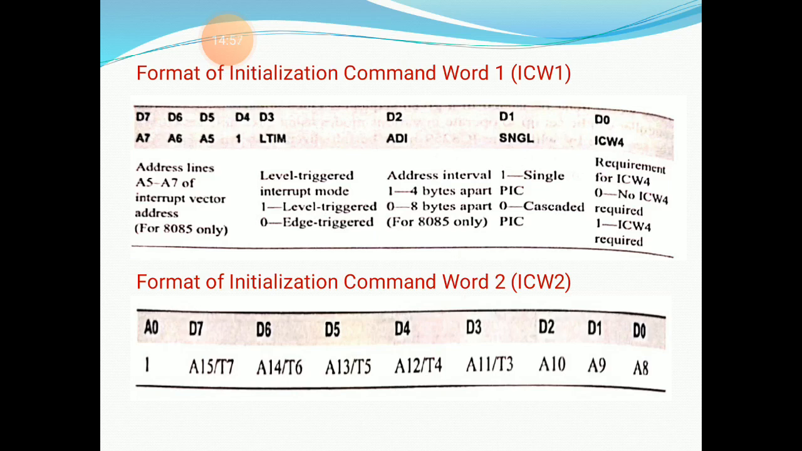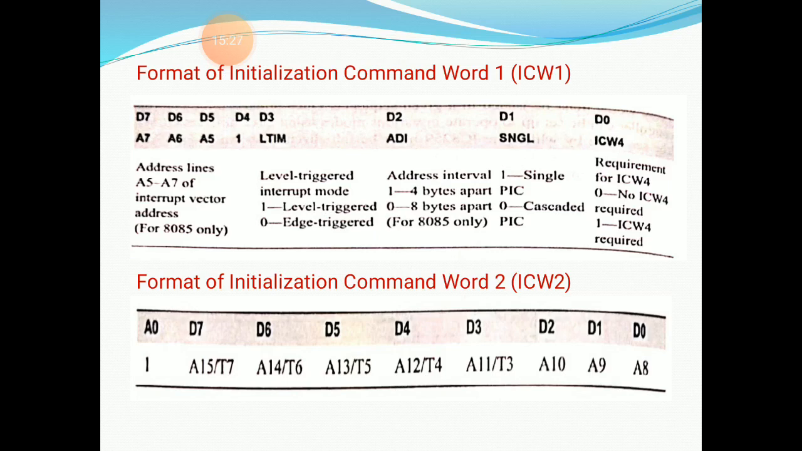Because the highest address is either 4 bytes or 8 bytes, depends upon the processor. And the D3 bit indicates the level triggered interrupt mode. The interrupt may be applied either as edge triggered interrupt or level triggered interrupt. Depending on the type of interrupt applied to that IC, the D3 bit may be either 1 or 0. So depending upon the D3 bit, we can apply a triggered input, either level triggered or edge triggered.